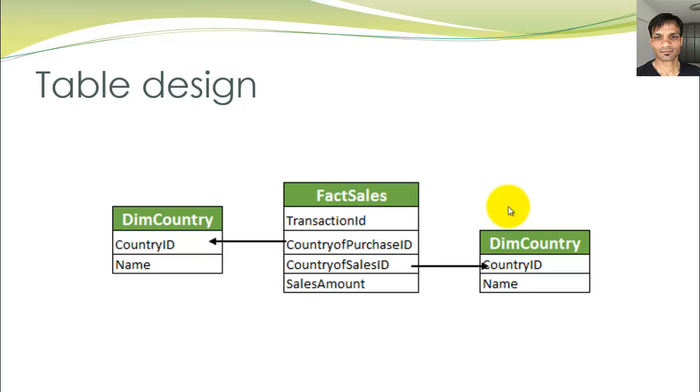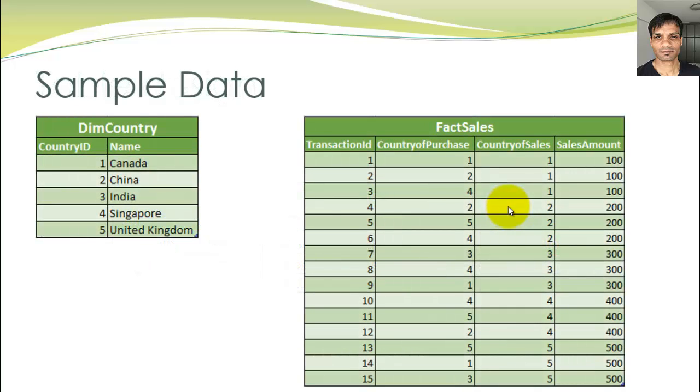I will be using the same example that we used in my last video. We have dim country and fact sales table. Fact sales table has country of sales ID and country of purchase ID, which has relationship with dim country table. So dim country table is a role playing dimension. Again, I will insert the same set of data in these two tables. In dim country table, I will insert 5 records, and in fact sales table, I will insert 15 records. In fact table, I will insert 3 records for each country of sales, as you can see here.